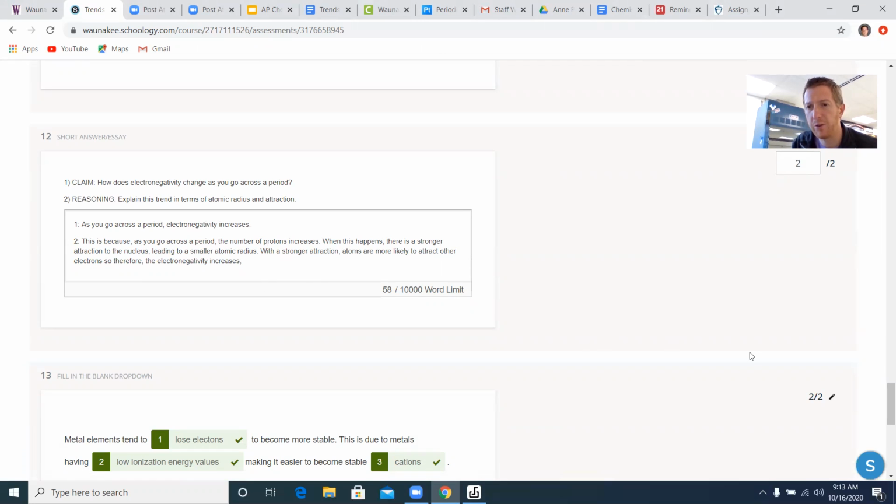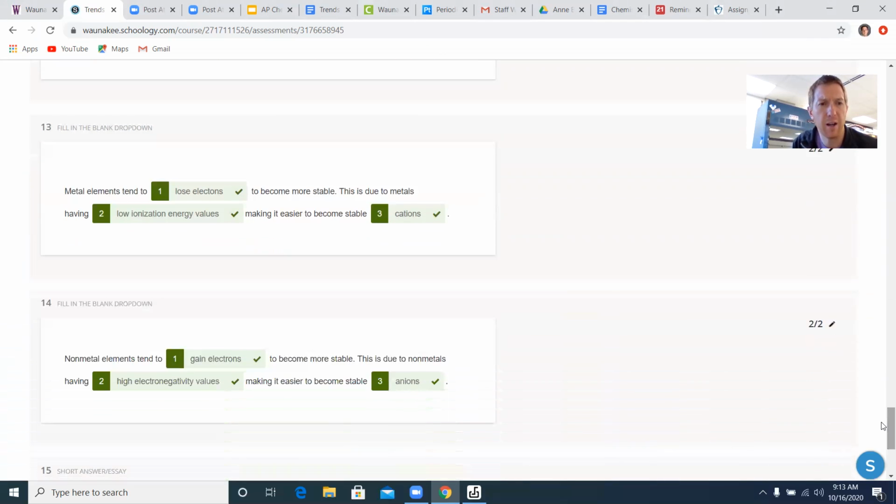Now, questions 13 and 14 are very similar to what was on your breakout room on Thursday and Friday. We need you to know that metals will typically lose electrons because they have low ionization energy values. Remember, ionization energy is all about how easy is it to lose electrons. That's why we needed you to match up that trend with metals. And lastly, when you lose electrons, you are cations because cations are positive.